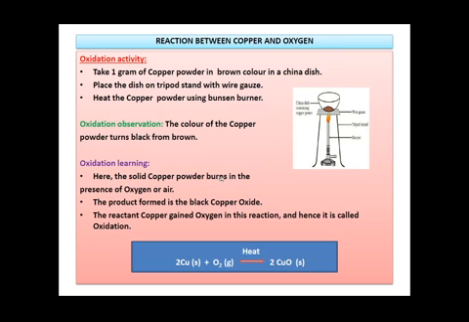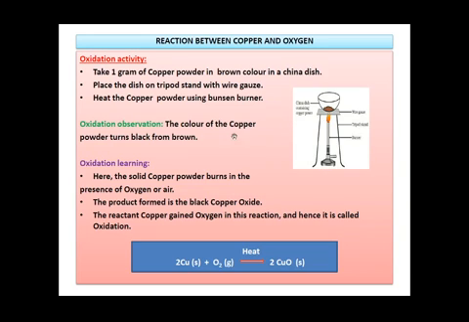Let us learn oxidation and reduction through some activities. How does the activity go for oxidation? 1 gram of copper powder is taken in a china dish. The copper powder is brown in color. A tripod stand is taken, and a wire gauze is placed over it, and above it this copper powder in the china dish is placed. A Bunsen burner is kept below and the heating starts.